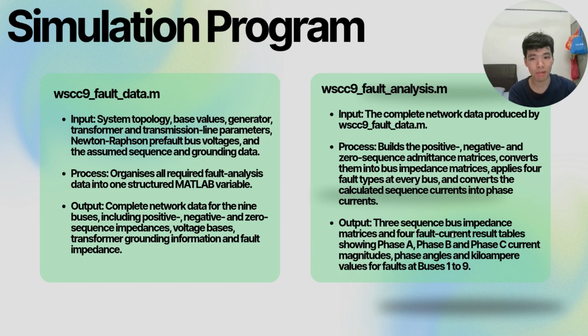So for the simulation program, after we have all the inputs that are required to perform the fault analysis, the simulation program consists of two files. The first file is the fault data, which takes in the system topology, the base values, and the generator, transformer, and transmission line parameters. It also includes the pre-fault bus voltages and the assumed sequence and grounding data.